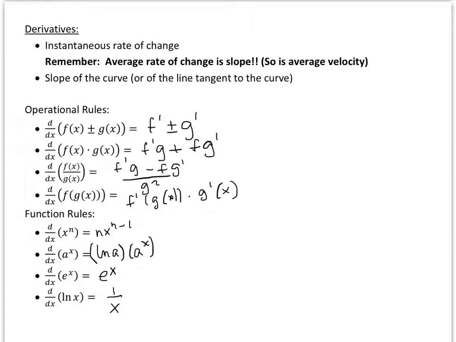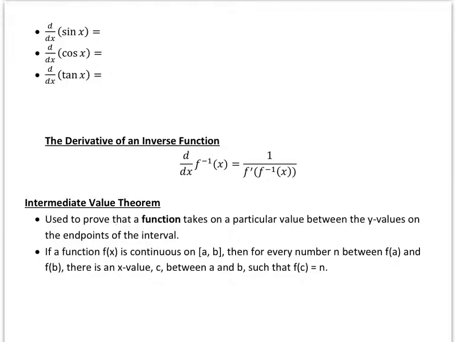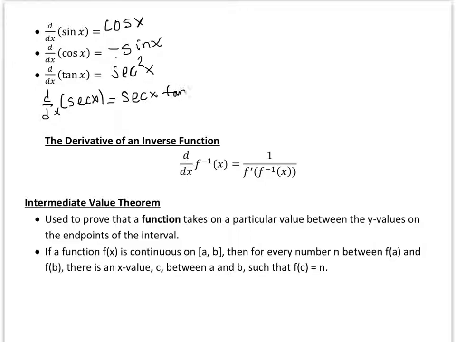Those are pretty familiar because we've just seen them again in integration. Derivative of sine is cosine. Cosine is negative sine. Tangent is secant squared. And this one's not listed, but I'm going to list it. The derivative of secant is secant tangent.